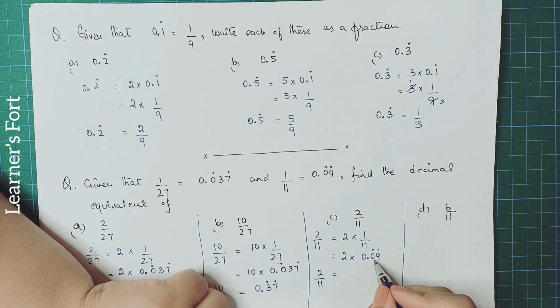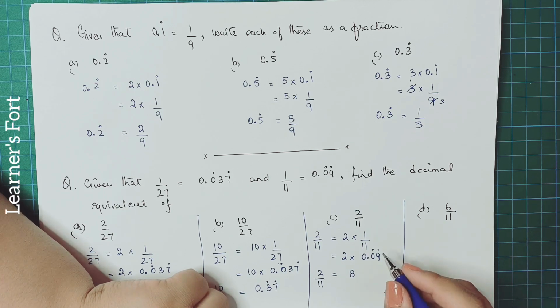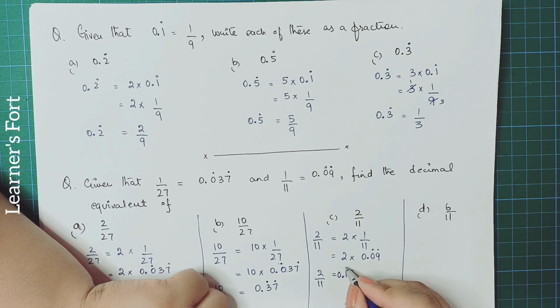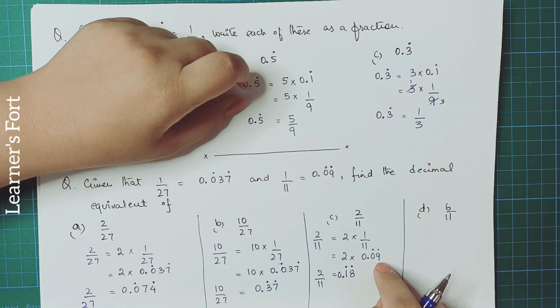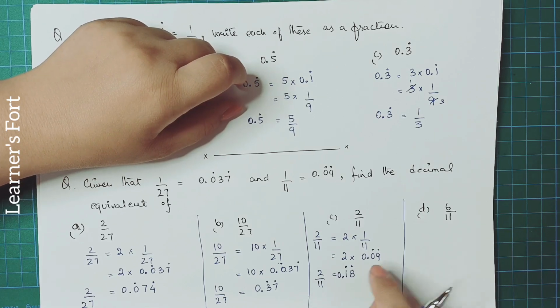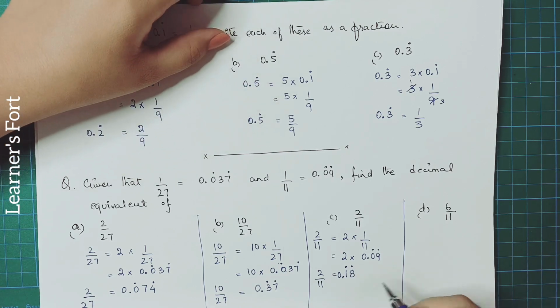All right, so 2 nines are 18. We will write 8, and then 1 is carry. When 2 multiplied by 0 is 0, and we add the carry, which is 1. So in this case, 0.18 will repeat itself, because 0.09 is multiplied by 2, so hence these two digits will repeat themselves again and again. Okay, so 2 upon 11 will be written as 0.18 with the recurring dots.